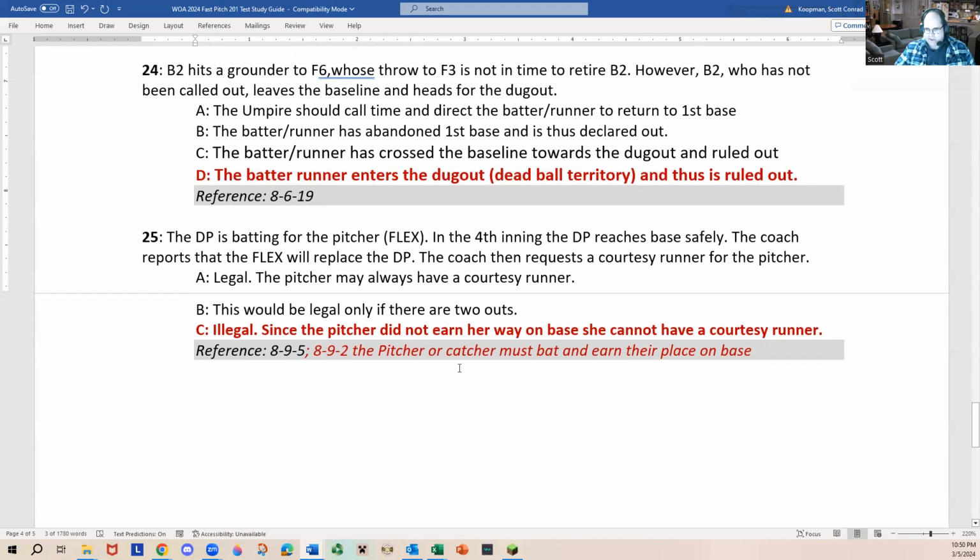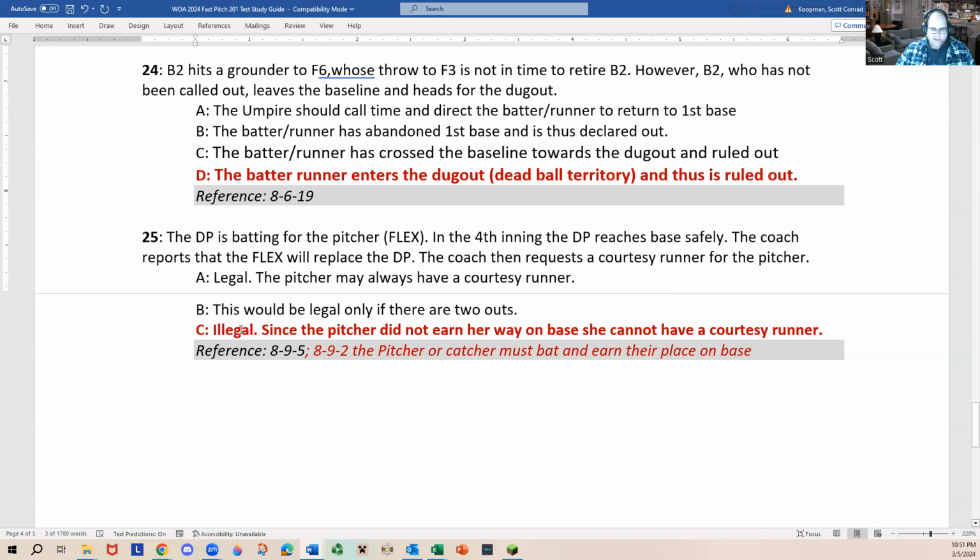And last question, number 25. The DP is batting for the pitcher, who is the flex. In the 4th inning, the DP reaches base safely. The coach reports that the flex will replace the DP. In other words, I'm going to send my pitcher out there to run now. Then the coach requests a courtesy runner for the pitcher. Do you allow it or not?